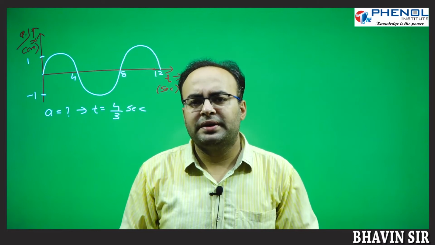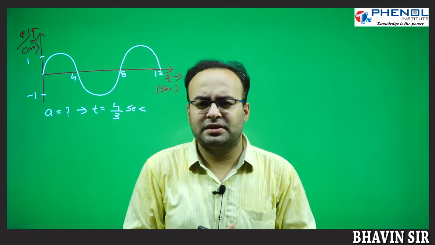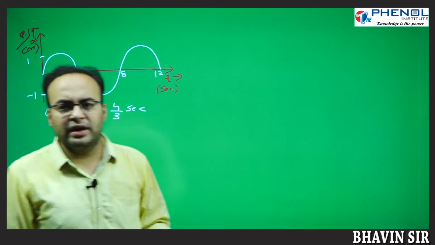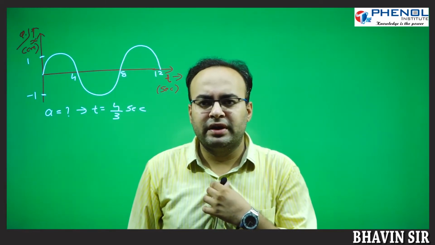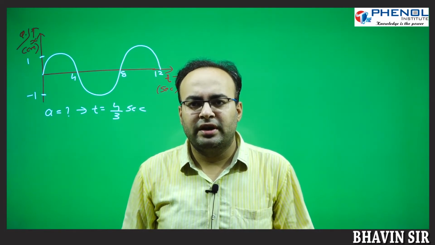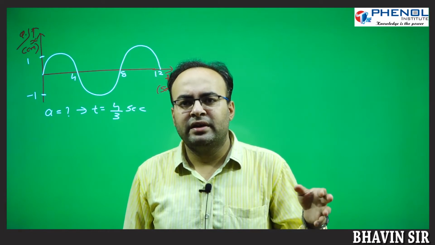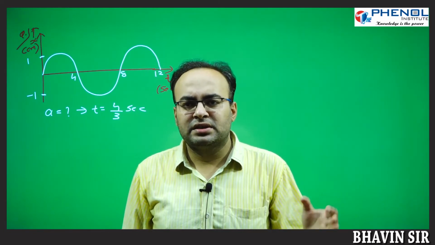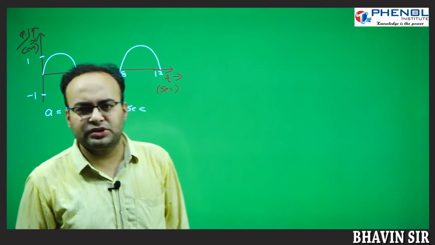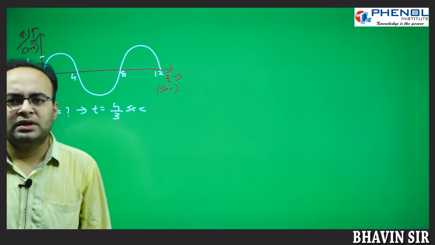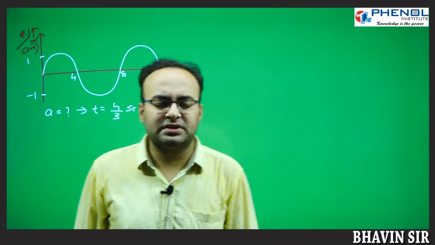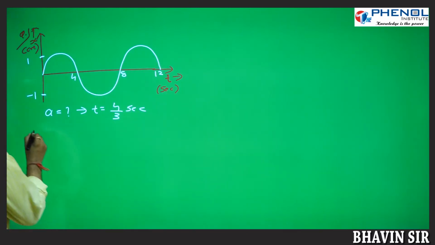We want to find acceleration when time is 4 by 3 seconds. When time is 4 by 3 seconds, then at that time find the acceleration. The displacement versus time graph is given. And what are the options?